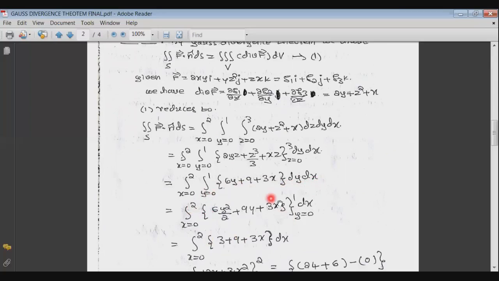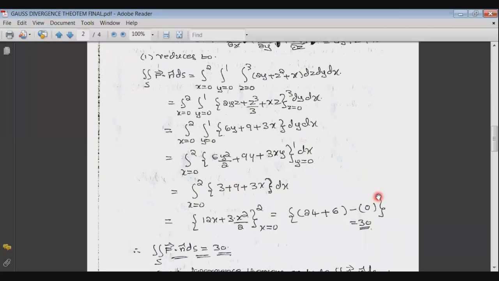Now this has to be integrated with respect to y, and we have to take the limit from 0 to 1. 6 as it is, y with respect to y is y square by 2, plus 9y plus 3xy, and in this case y varies from 0 to 1, and the resulting has to be integrated with respect to x. Now if you take y equal to 1, that becomes 6 by 2, that is 3, plus 9 plus 3x, since lower limit is 0 and all the terms reduce to 0 with y equal to 0.